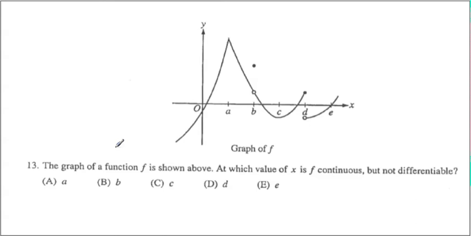Number 13. In this case, which value of x is f continuous but not differentiable? Continuous and not differentiable, it can be something like corner or cusp. And you see that cusp right over here. It's continuous, it seems, but not differentiable. So here we have choice A would be our answer.